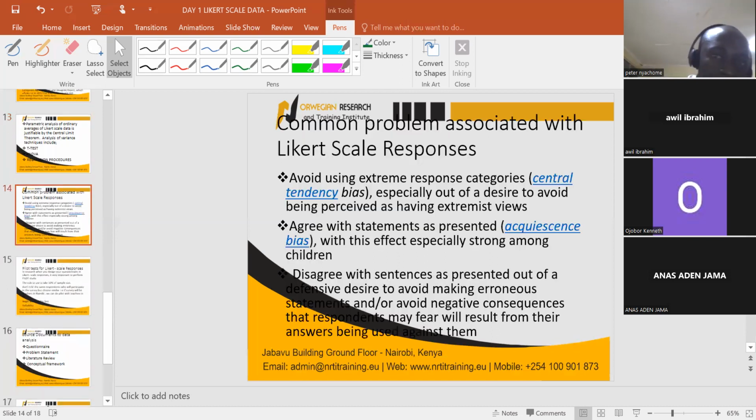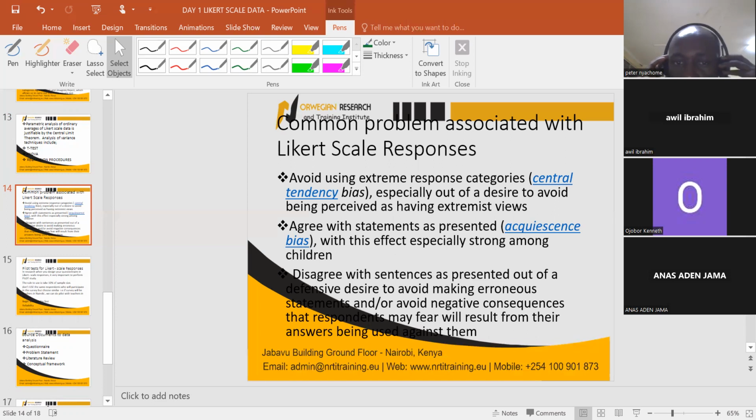Common mistakes. The first common mistake: avoid using extreme response categories. You may find that sometimes respondents will try to avoid 1 or 5. You're telling them to rate the performance of your president, and you give them a scale of 1 to 10, but they feel that extreme is what they are trying to avoid. It's very common that they want to remain neutral. They don't want to go to this level of extreme.